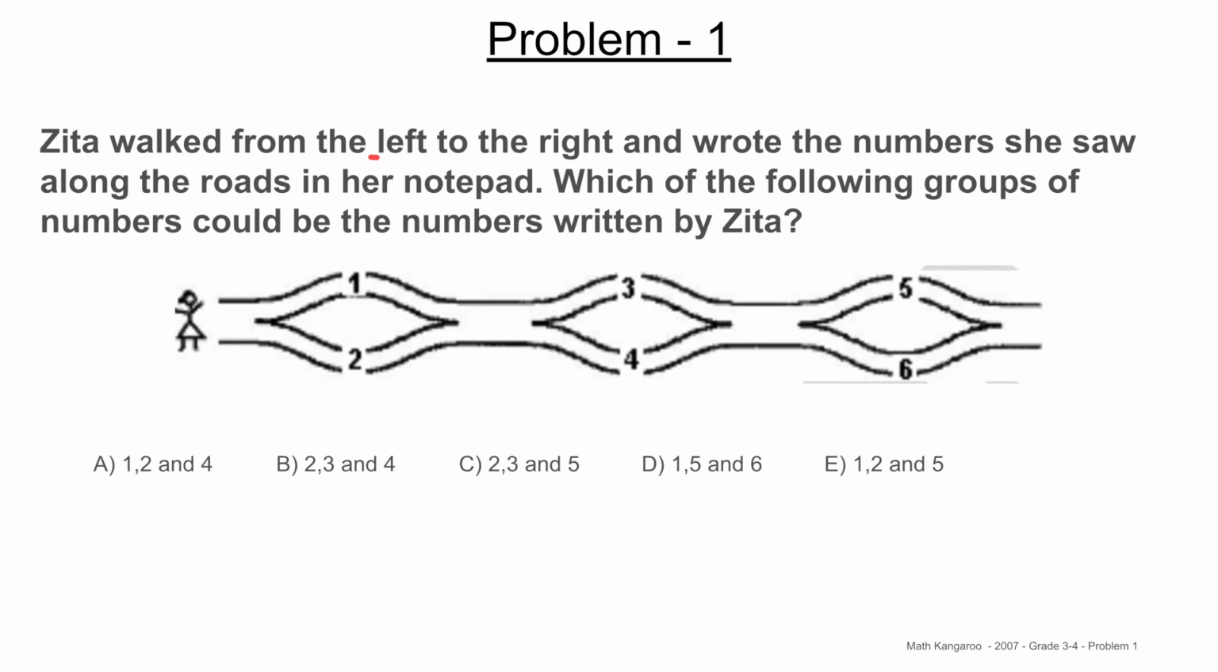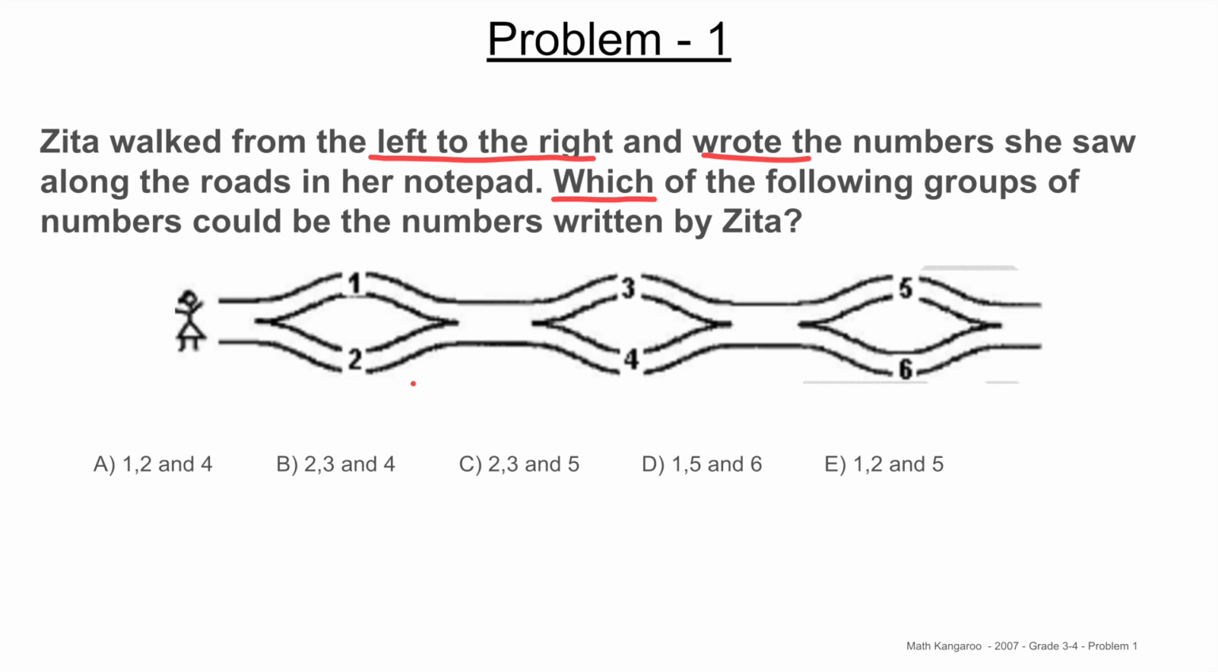Zita walked from left to right and wrote the numbers she saw along the roads in her notepad. Which of the following groups of numbers could be the numbers written by Zita? Zita is walking from left to right, writing down the numbers she sees. But which ones are correct? Let's use the method of elimination to find out. What is the method of elimination?